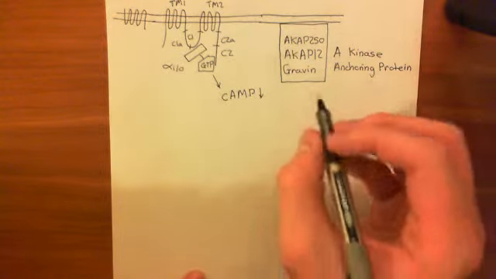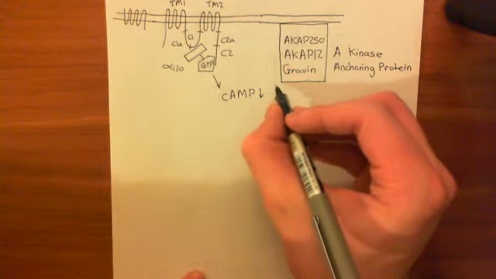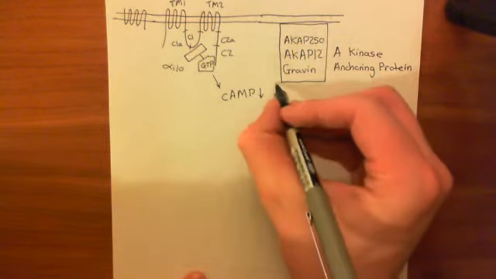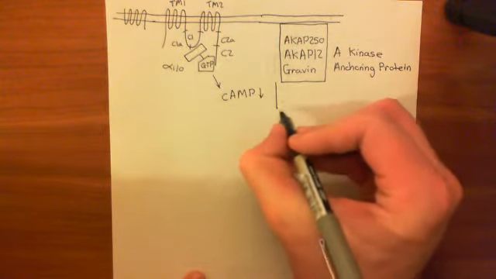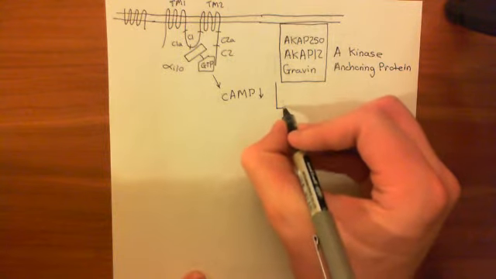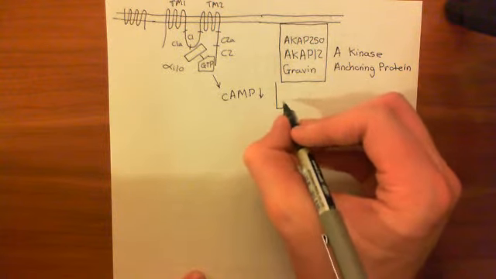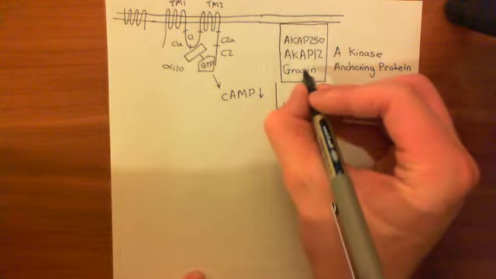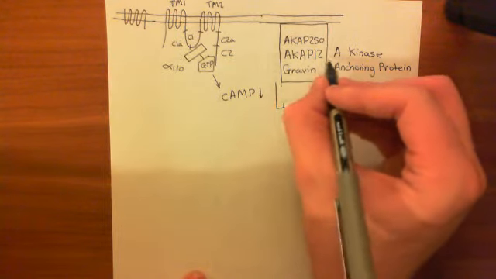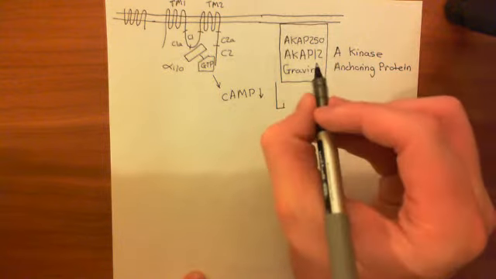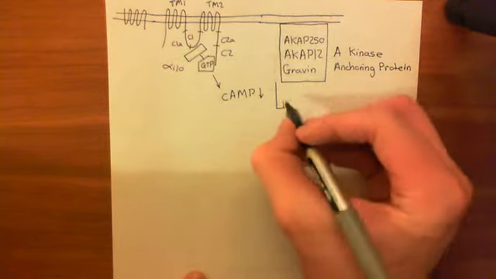Right, so attached to this protein is the protein kinase A, and there are two types of protein kinase A in cells, type 1 protein kinase A and type 2 protein kinase A. Now type 2 protein kinase A is attached to these AKAP12s and is localized at the membrane, whereas type 1 protein kinase A is free in the cytoplasm.